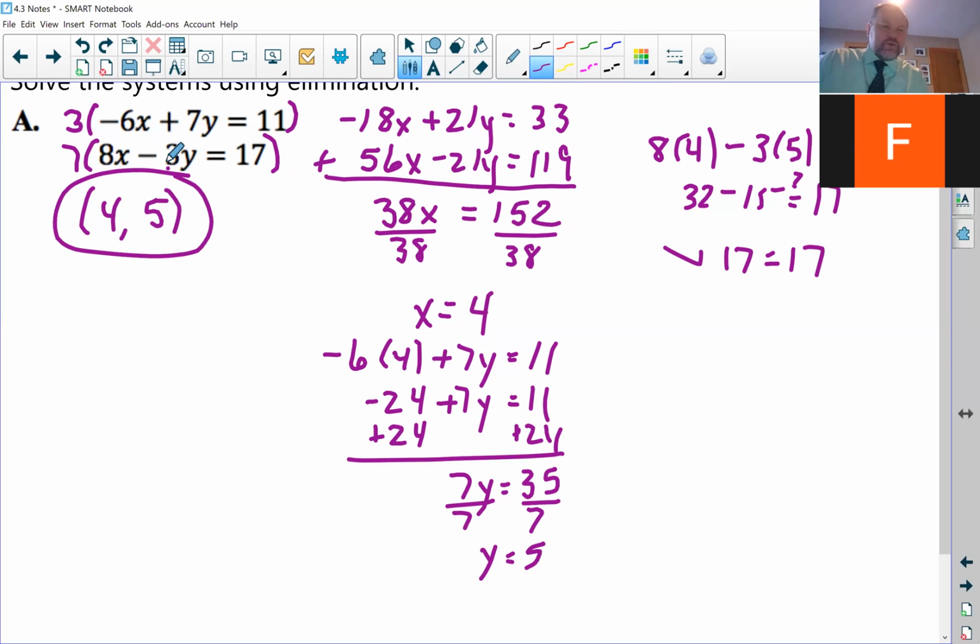So one of the things when you have to multiply both equations, you'll notice we get larger numbers, larger values that we have to work with. Take your time. It's not a race. And just be very careful as you're working with those values.